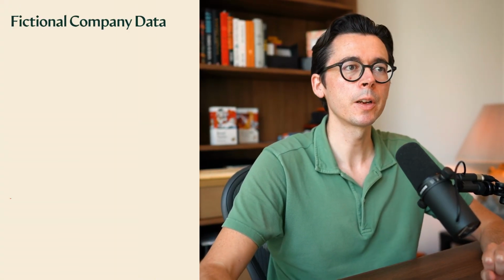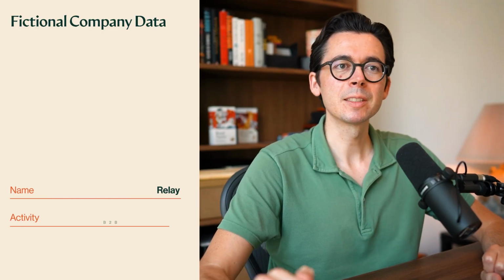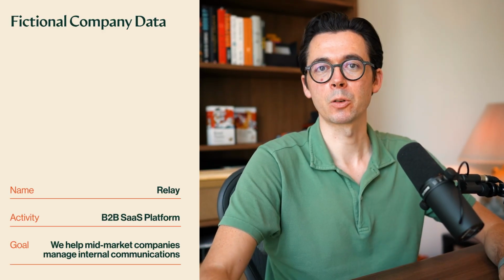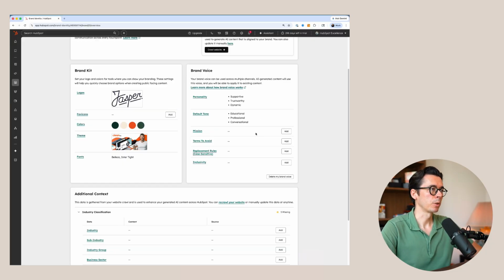By the way, as I go through this, the fictional company that we're working with, because we're in my demo account here, it's called Relay. It's a B2B SaaS platform that helps mid-market companies manage internal communications. So that's what we're going to use for some of the things that we're going to be filling in here.